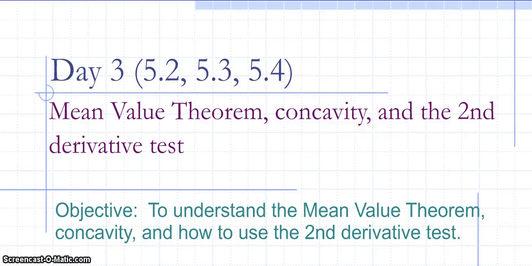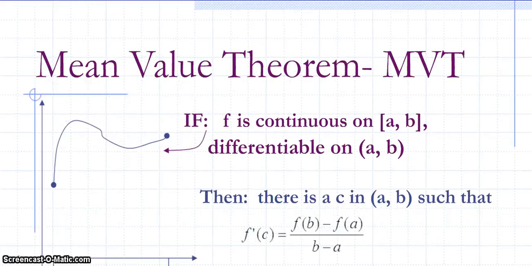Alright, today we're going to talk about the mean value theorem, concavity, and the second derivative test. So the mean value theorem is going to be very similar to Rolle's theorem. Concavity is going to be something we've seen but we haven't really talked about yet, and then the second derivative test is another way for us to find maximums and minimums, or to determine if something is a maximum or minimum, I should say.